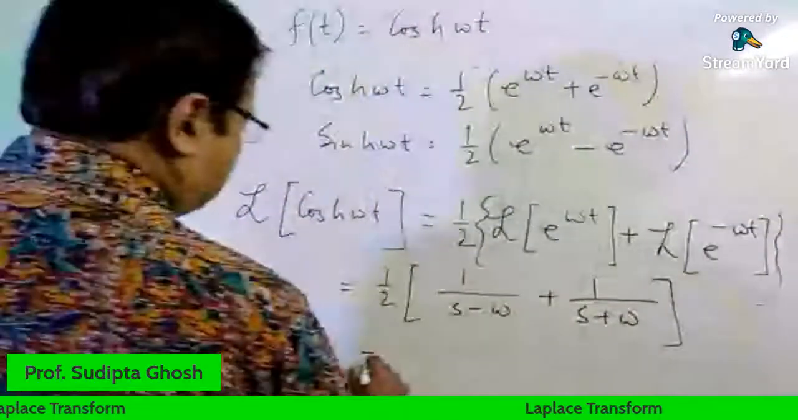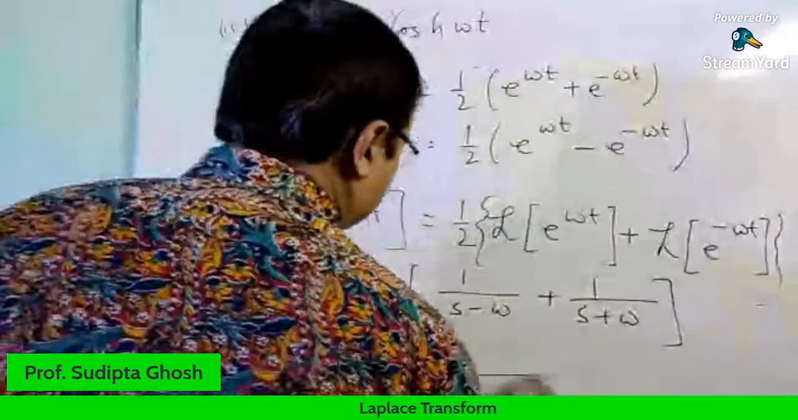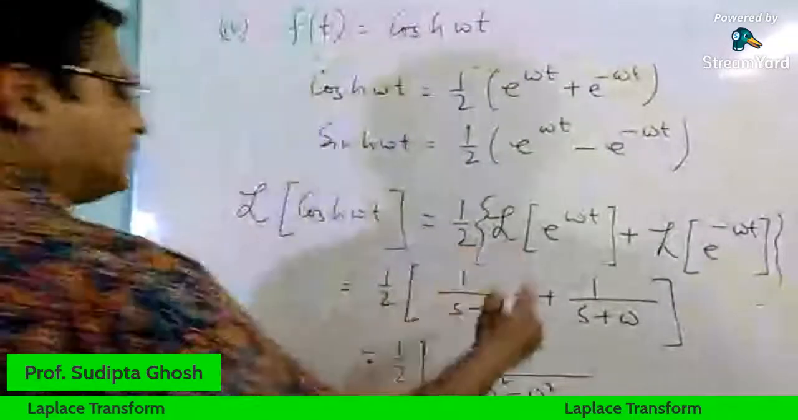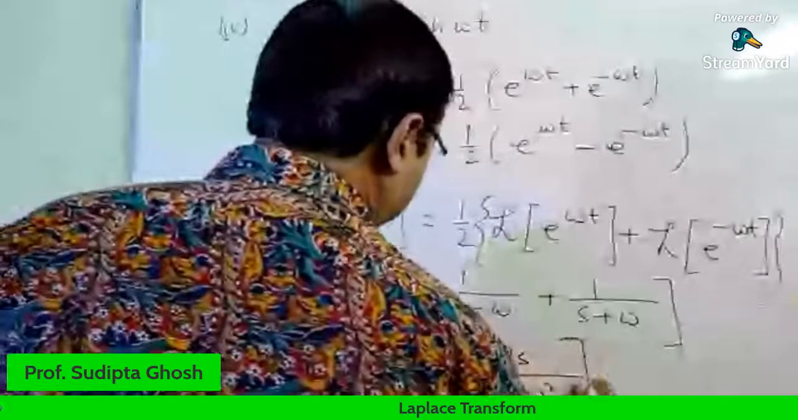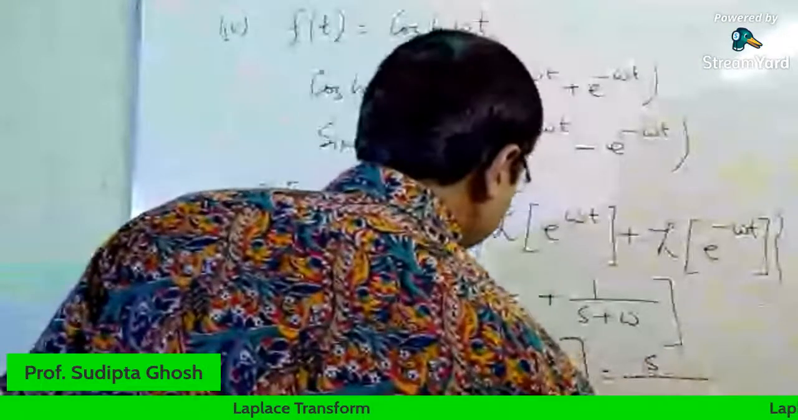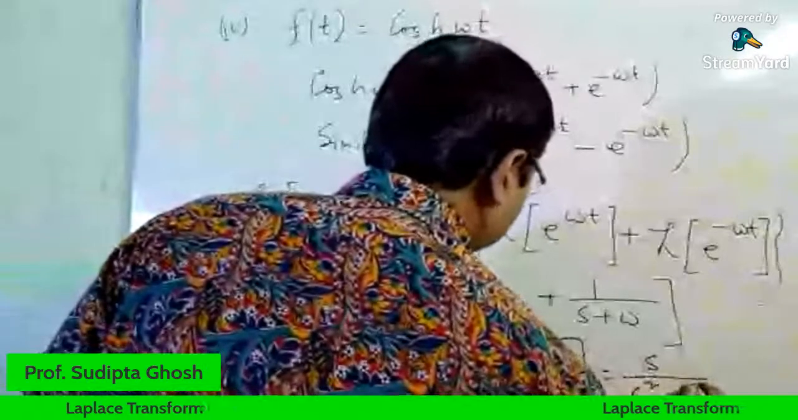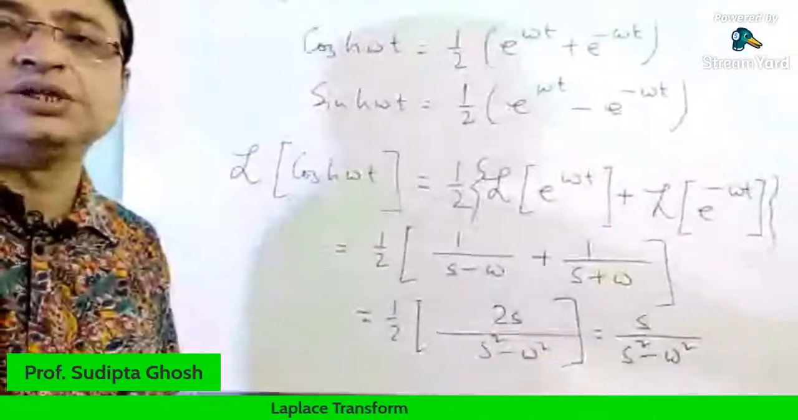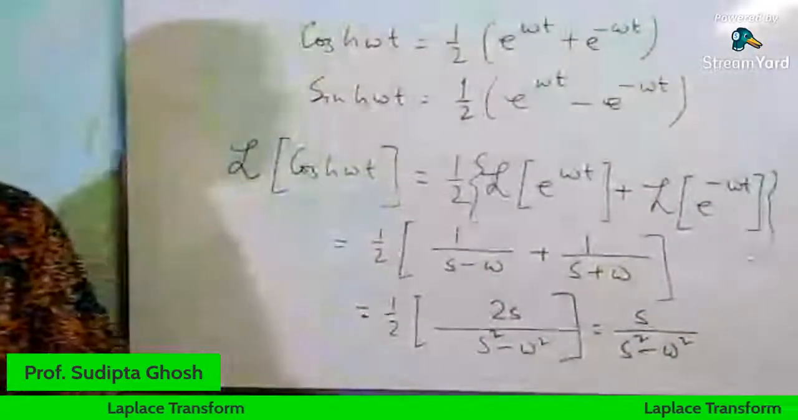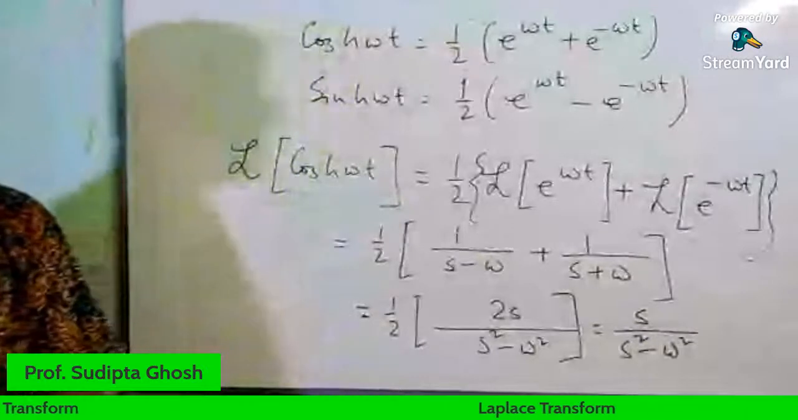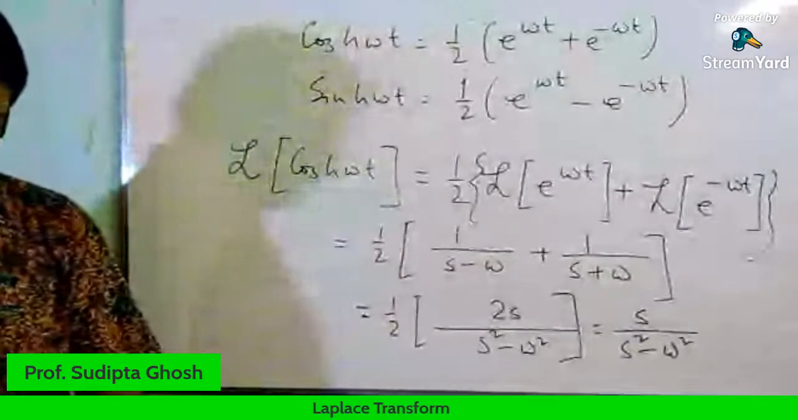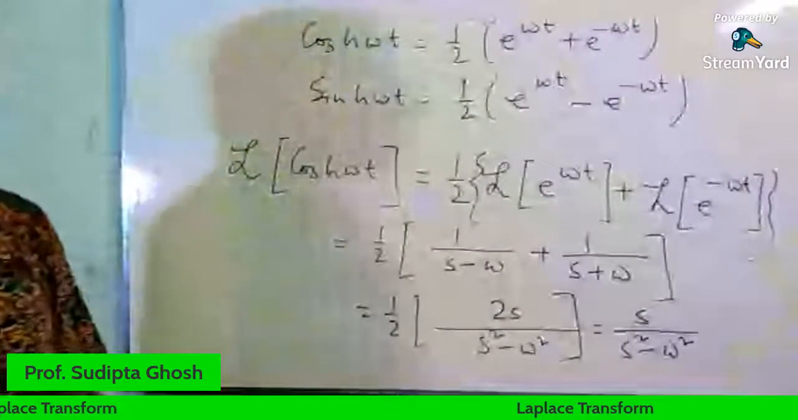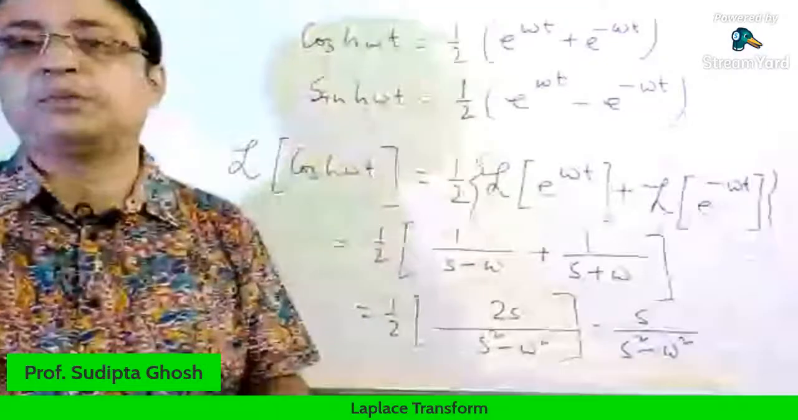Now just simplifying these values. The denominator is s square minus omega square, and the numerator, s plus omega plus s minus omega, is twice s, so the value becomes s by s square minus omega square. So this is the Laplace transformation of cos hyperbolic omega t: s by s square minus omega square.